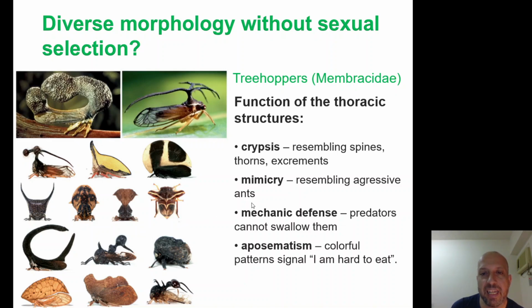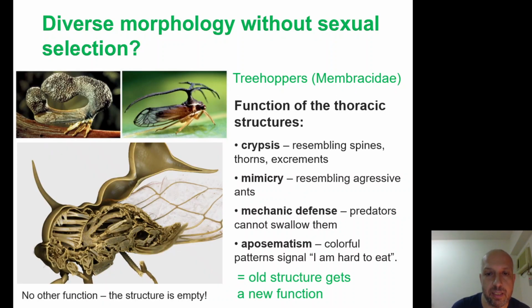It can also be mechanical defense. If you have such spines on your body and some bird tries to eat you, it's actually very difficult to swallow. And it can be aposematic. It can be a colorful signal saying, I am really hard to eat, don't even try. And so this one structure actually evolved in different species in very different ways to signal that.